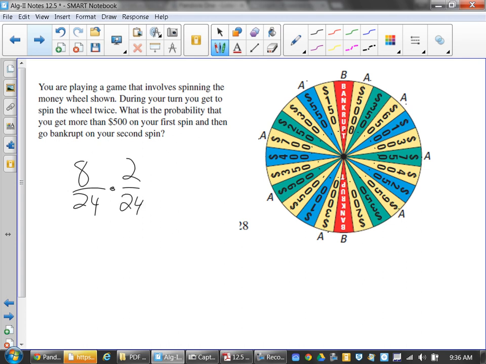So when that happens, do you get 1/16? Yes, or 1/36.